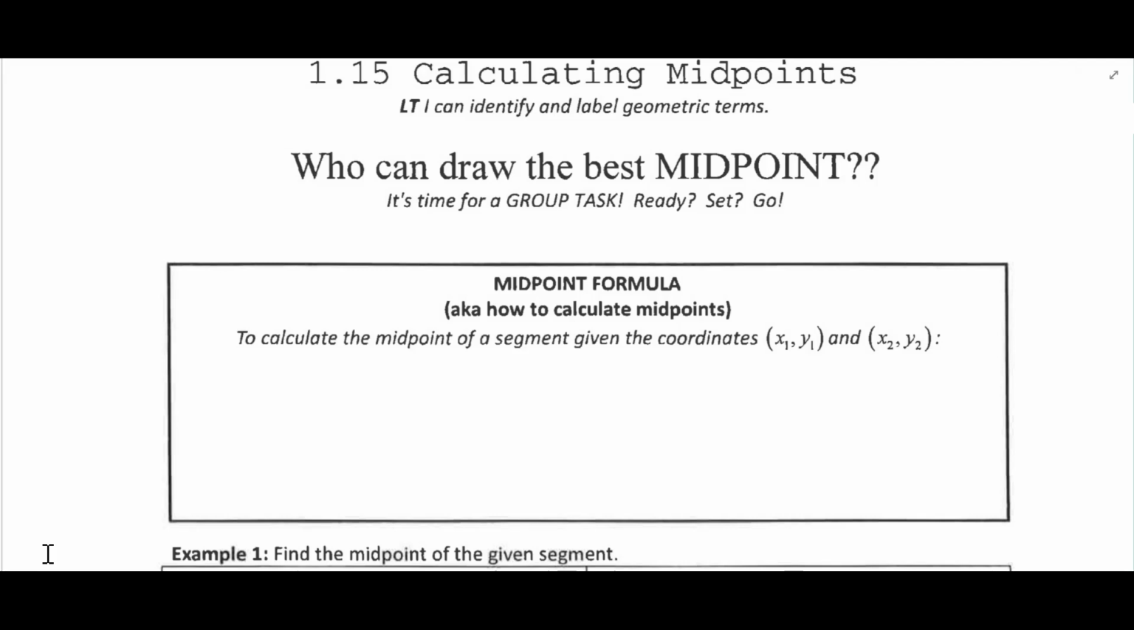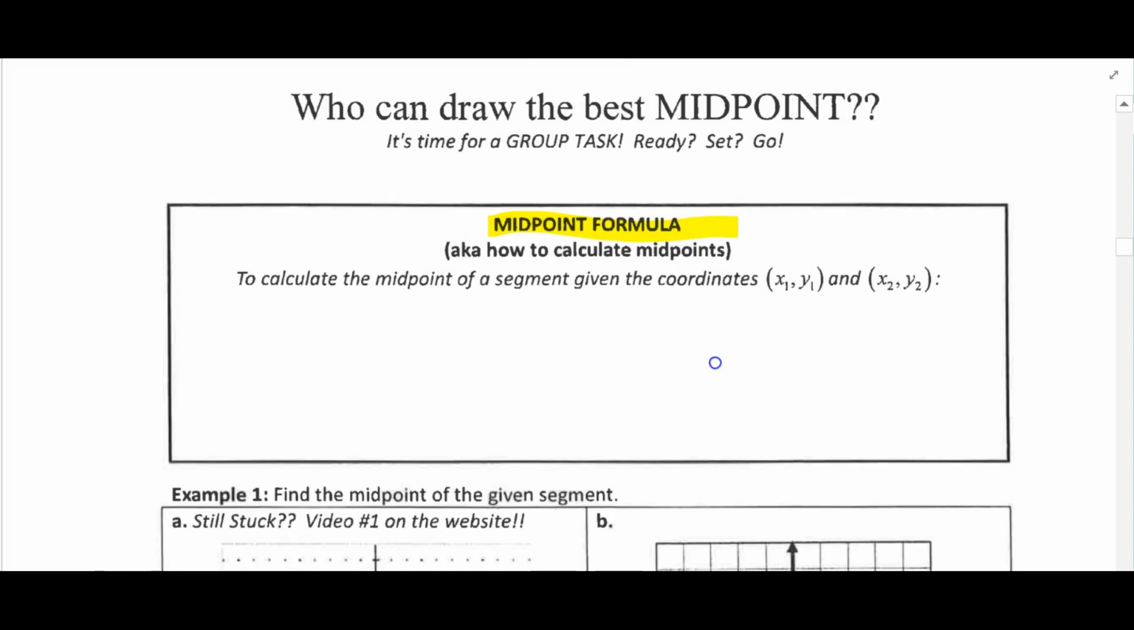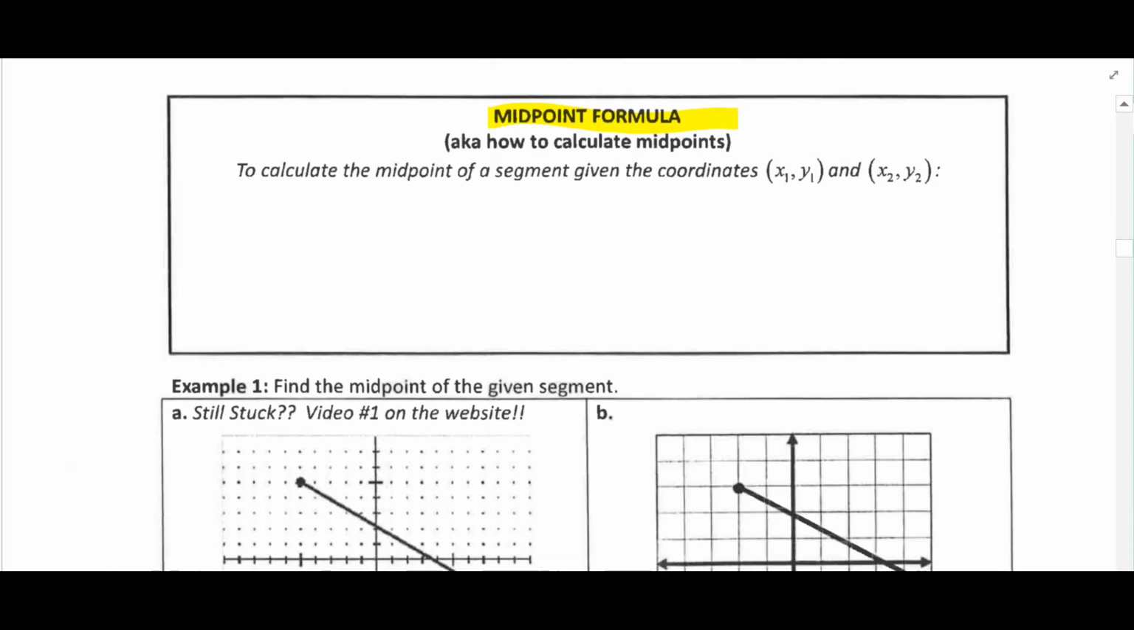So let's go ahead and look at the midpoint formula. To calculate the midpoint of a segment given the coordinates x1, y1 and x2, y2, let's take a look at this on a coordinate grid. We have some points here, doesn't really matter where they are. We'll call this x1, y1, and we'll put another point over here. I'm just picking some arbitrary spots to put these, and we're going to connect these.